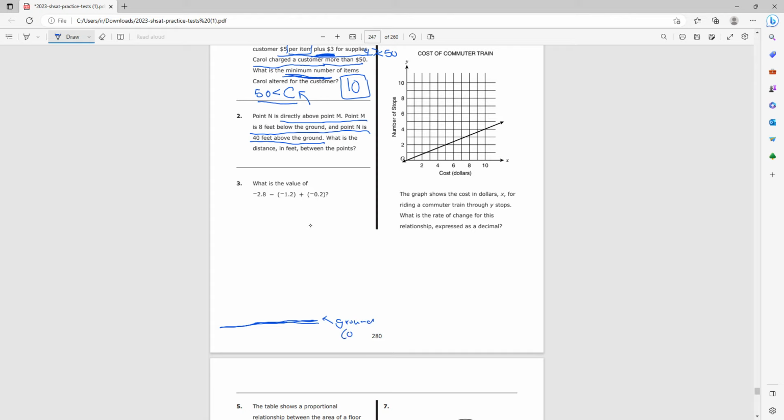In other words, this is 0 feet, right? So here we have 1 point, which is 8 feet down. This of course is point M, and the distance here is 8, right? And directly above it, 40 feet up, is point N. So I'm going to go ahead and draw that right here: this is point N, and this distance is 40 feet. And what they ask us is, what is the distance in feet between the 2 points, right?